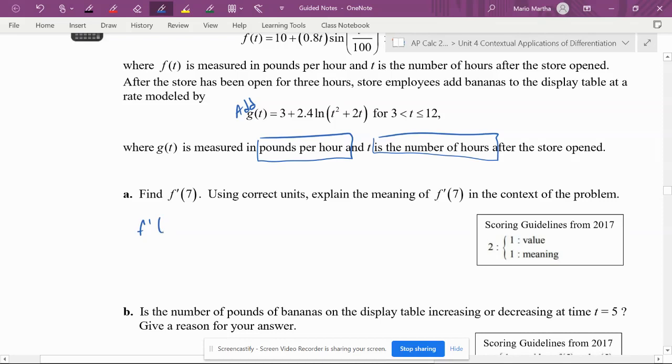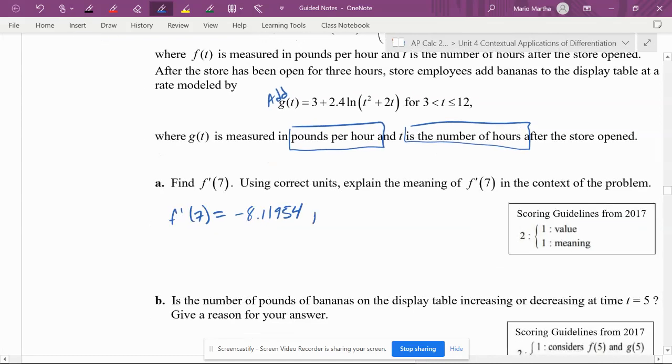So if you guys do it on the calculator, which I'm not going to do just to save some time, you pretty much take the derivative of f, plug in 7, and then you're going to find negative 8.1954. All right. So in this case that would be pounds per hour squared, right? Because this one is already pounds per hour, and if I take the derivative with respect to time one more time, it's going to be hours squared. All right. So in this case, we want to make sure we explain the meaning of f prime of 7 in the context of the problem.